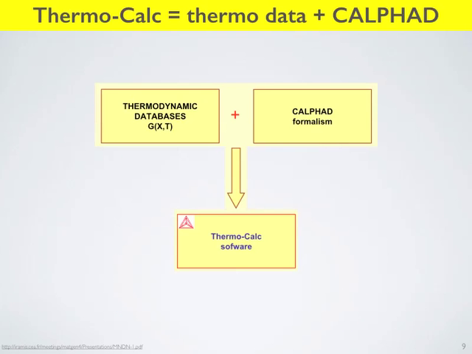Okay, so circling back around to the very beginning of this section, we said that CALPHAD really consists of two things. It consists of thermodynamic databases and the CALPHAD formalism. The way you can break this down is basically into the G curves and then a way to solve numerically the graphical procedure we just went through in the last few minutes. So ThermoCalc blends these two things. It ports these databases and it analyzes them using optimization tools basically to do the CALPHAD method.